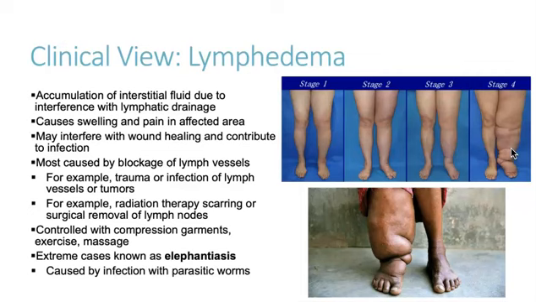And most of these blockages are because of some type of stoppage of the lymph flowing through these lymphatic vessels. Maybe there was some type of trauma or infection taking place, or even a tumor developing. Another example of how this would take place is in someone that is going through radiation therapy. They may develop some type of scarring, or if they had surgical removal of the lymph nodes, it kind of creates scar tissue that stops the flow of the lymph through the lymphatic vessels. So this is controlled through compression garments, exercise, and massage. And sometimes in extreme cases, this is known as elephantiasis, which is caused from an infection of parasitic worms.